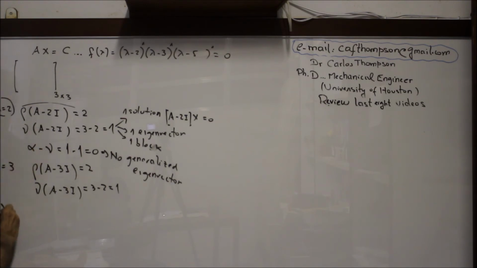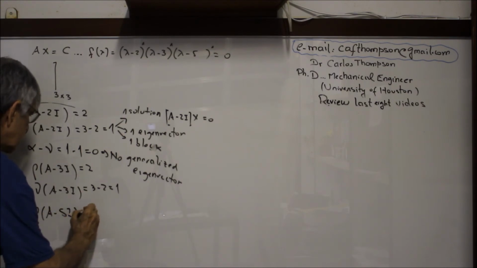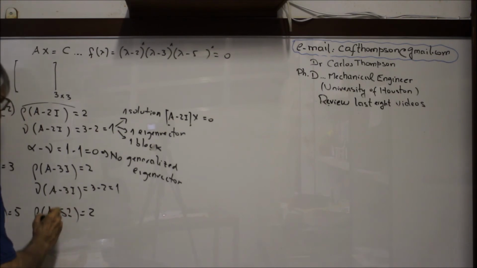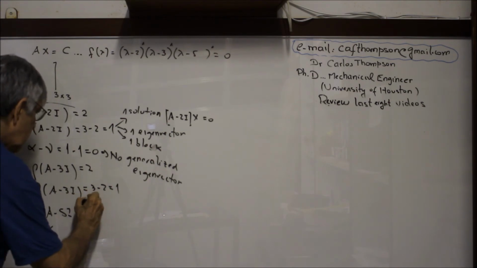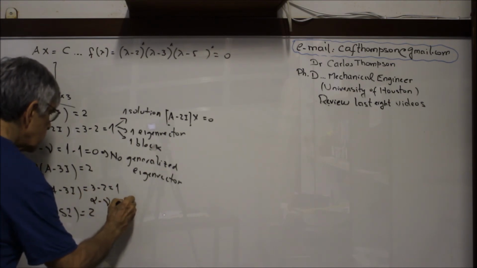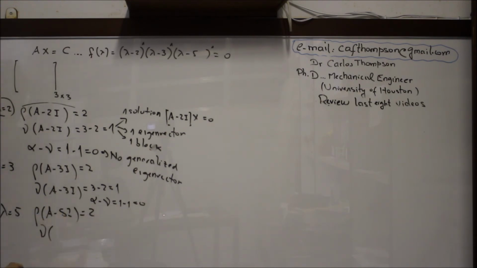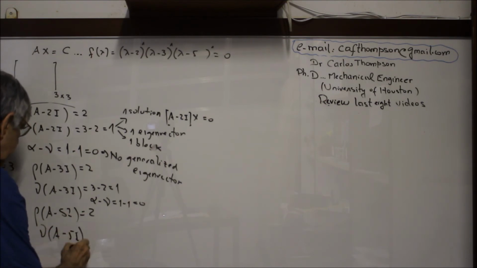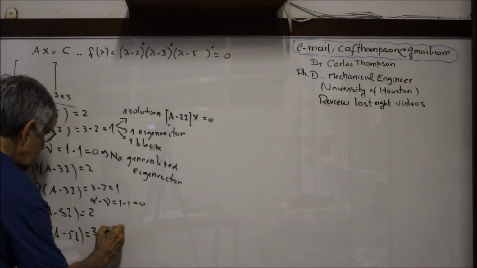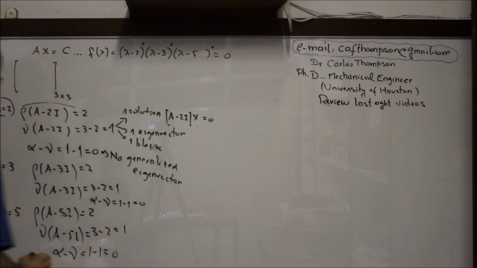And the same for lambda is equal 5. Rho of A minus 5I is equal to nu. Let's write here alpha is the same, okay? Alpha minus nu is equal 1 minus 1, which is 0. Okay? No eigenvector, no generalized eigenvector here. Like exactly the same. Okay? A minus 5I is equal 1. 3 minus 2 is equal 1. Alpha minus nu is 1 minus 1 is equal 0.